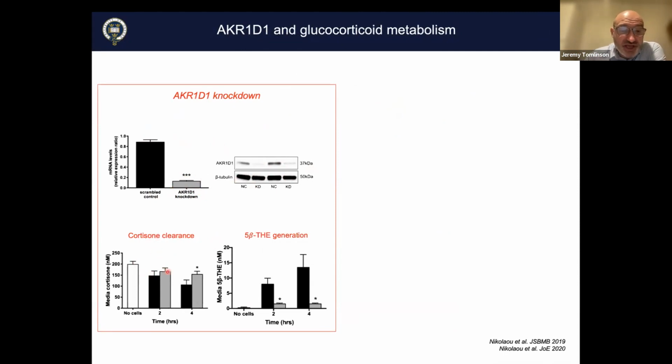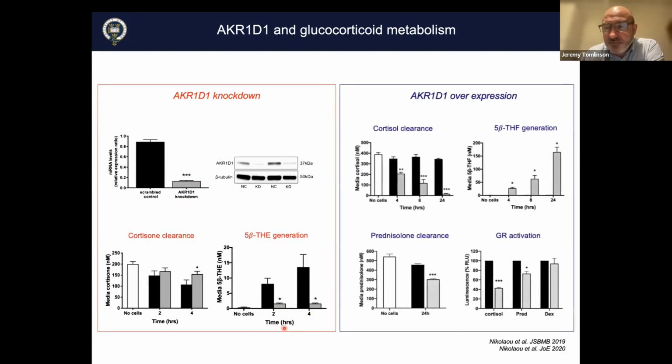You can see here in the knockdown, cortisone clearance is not as dramatic as it is in the scrambled control. So cortisone persists, and that's exactly what you would expect. You haven't got as much AKR1D1, you're not clearing cortisone, and in the same way, you're not generating this tetrahydrometabolite because you've knocked down the enzyme that's partially responsible for its generation in comparison with the scrambled control. So it's doing exactly what you might expect in a knockdown experiment.